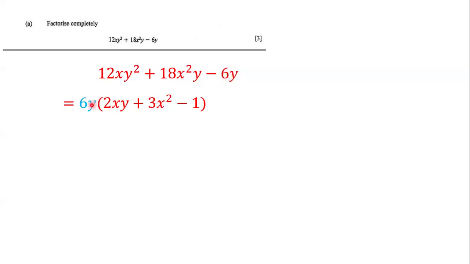Now we ask ourselves, what times 6y is going to give me 6y? Well, 6y times 1 is going to give me 6y. And so that's why we have this 1 here.